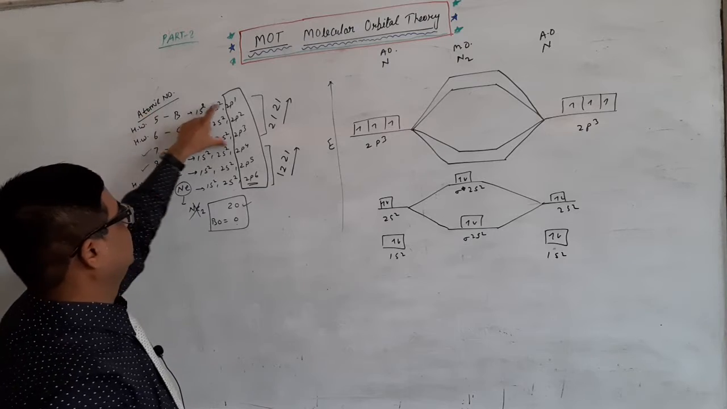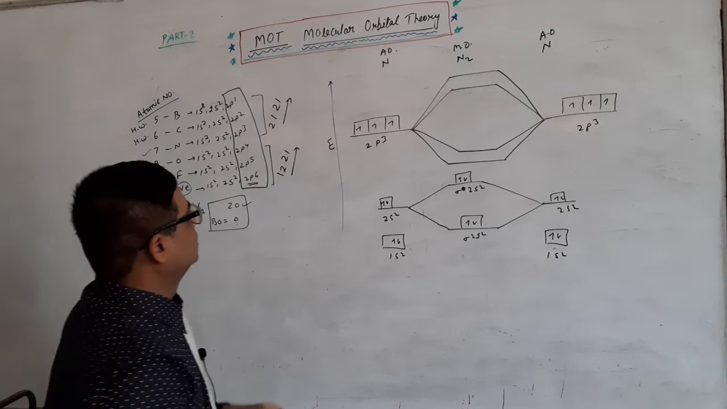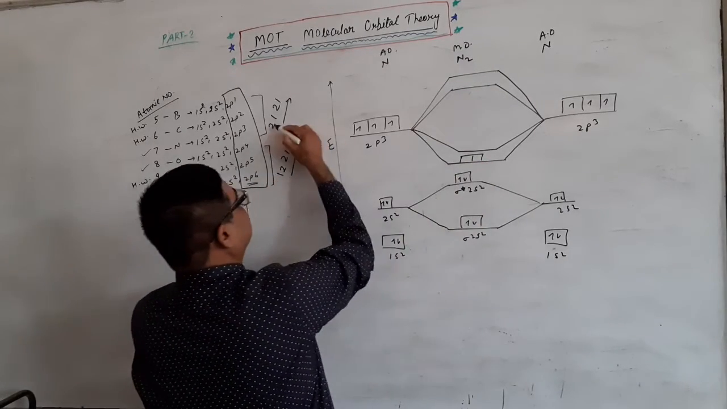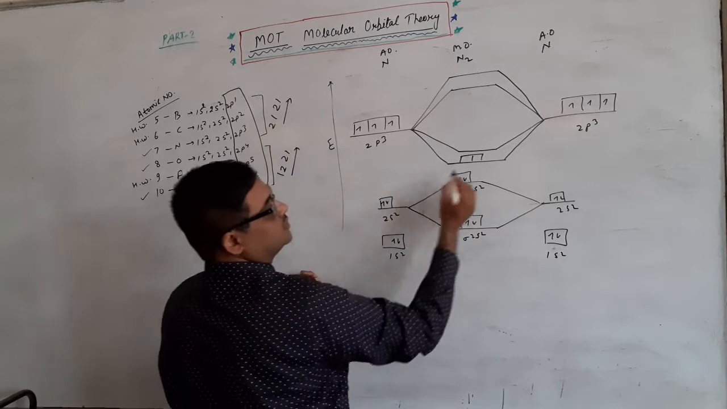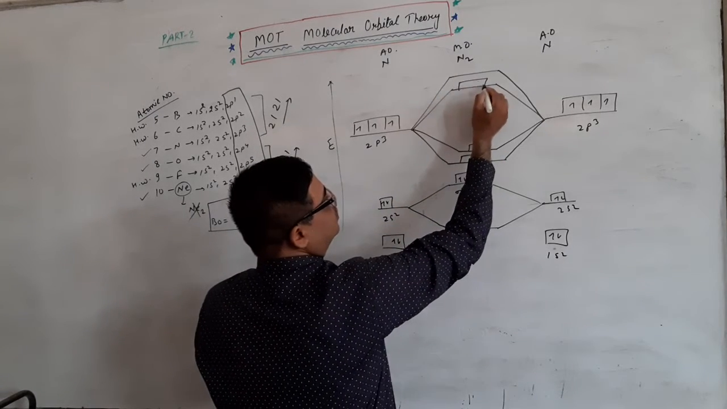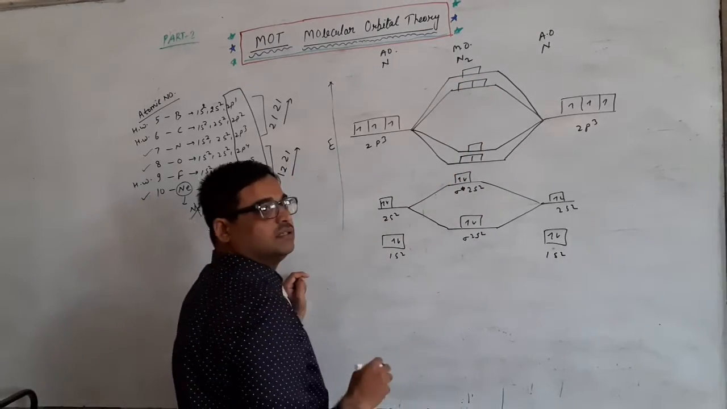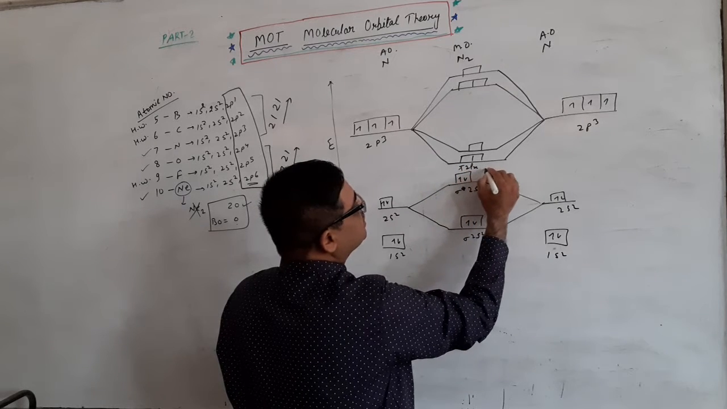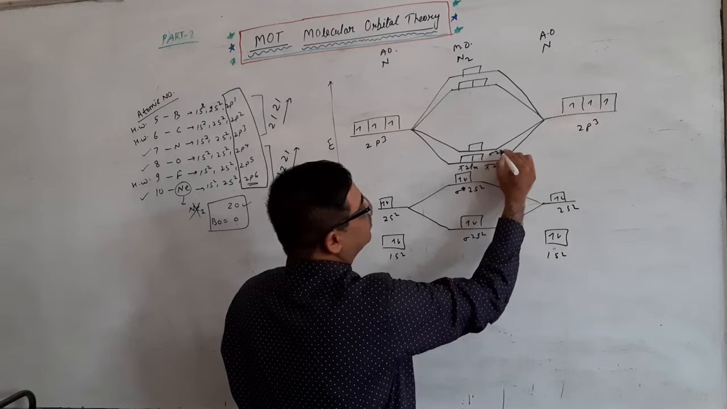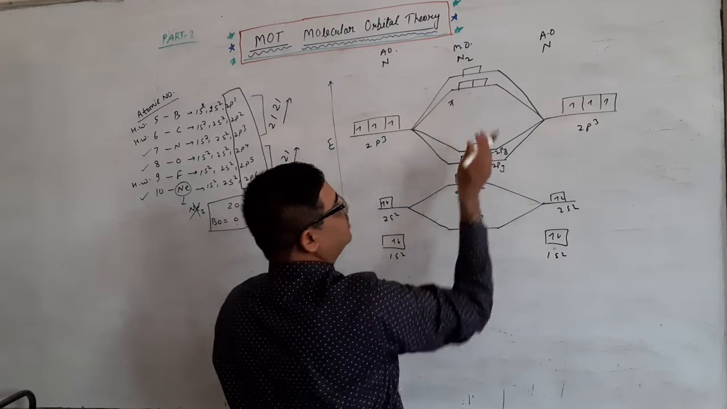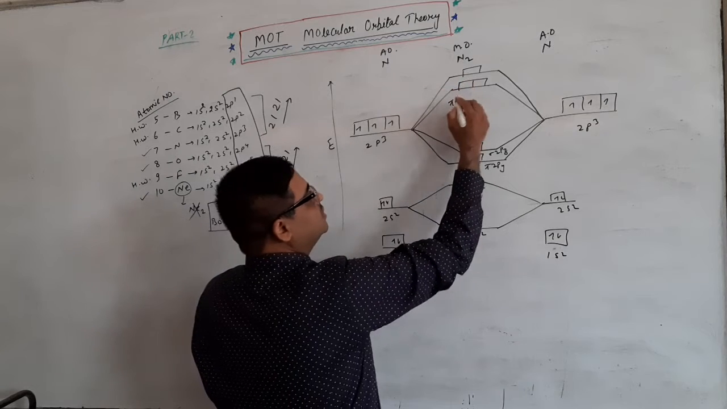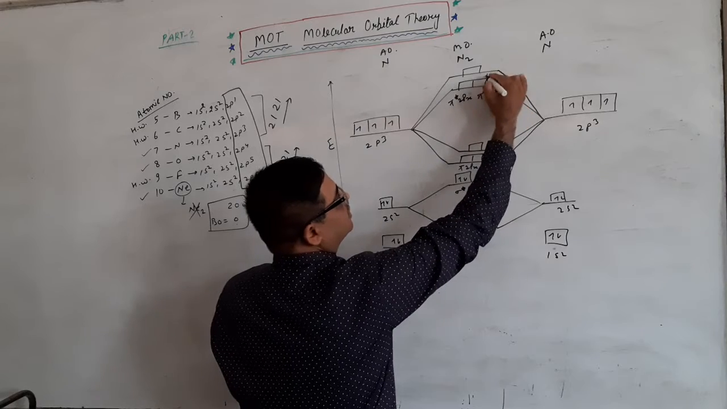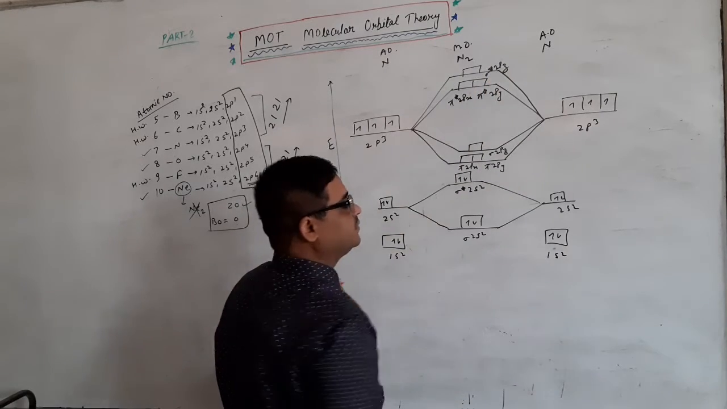Now follow the trick. In these upper three, we have the trick 2 1 2 1. So I'll make two boxes, then one box, then two boxes, then one box. So this will be pi 2px, pi 2py, sigma 2pz. Now I will put a star because these are bonding and these are anti-bonding. So pi star 2px, pi star 2py, and sigma star 2pz. Clear?